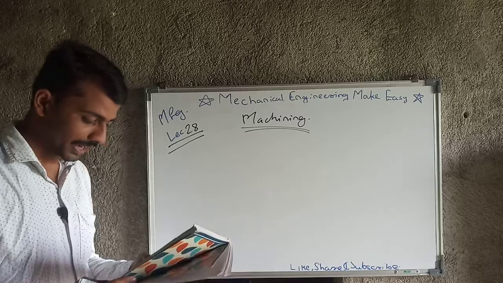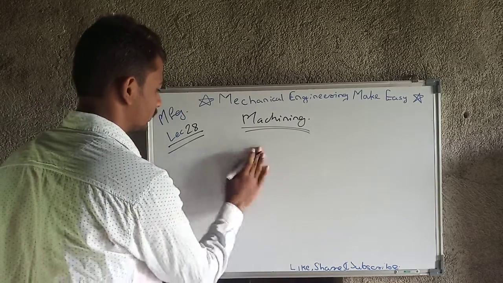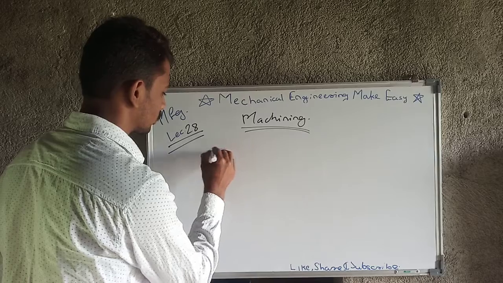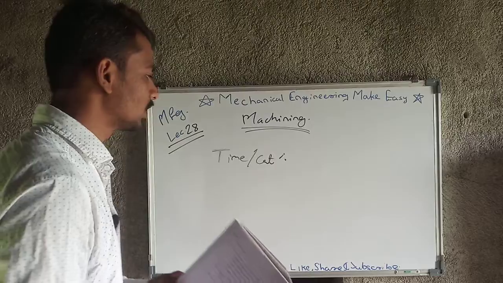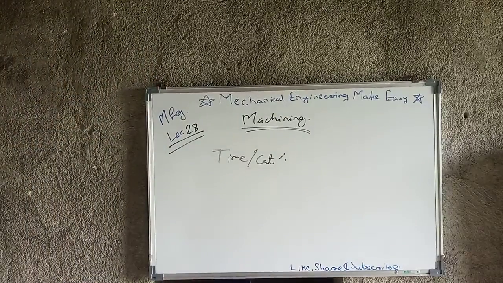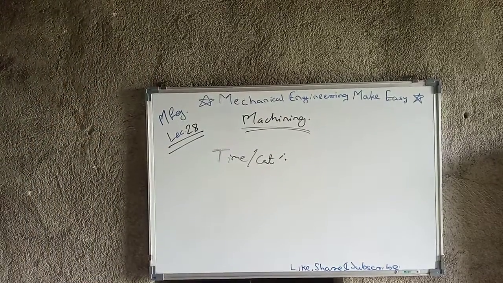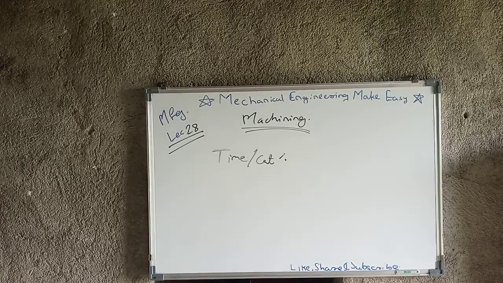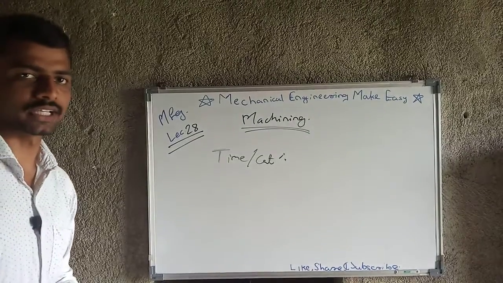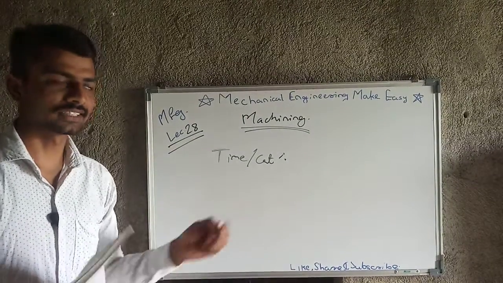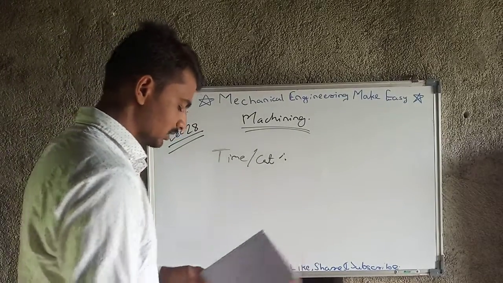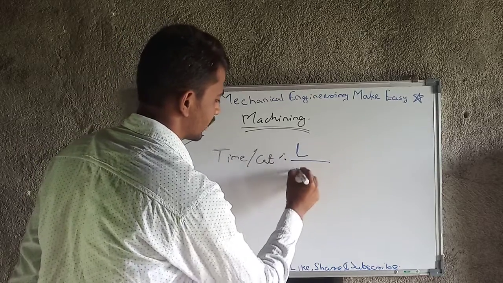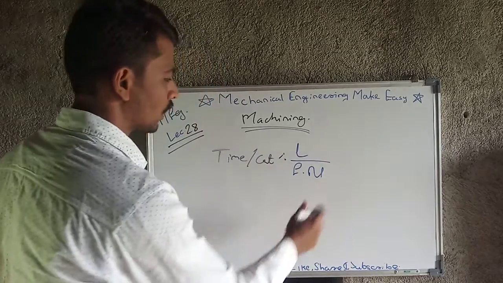Yes, in that there is one term, and that is nothing but time per cut. Time per cut is the same as the machining time we studied in the previous lecture. So what is that? It is the total length of travel divided by feed into RPM.